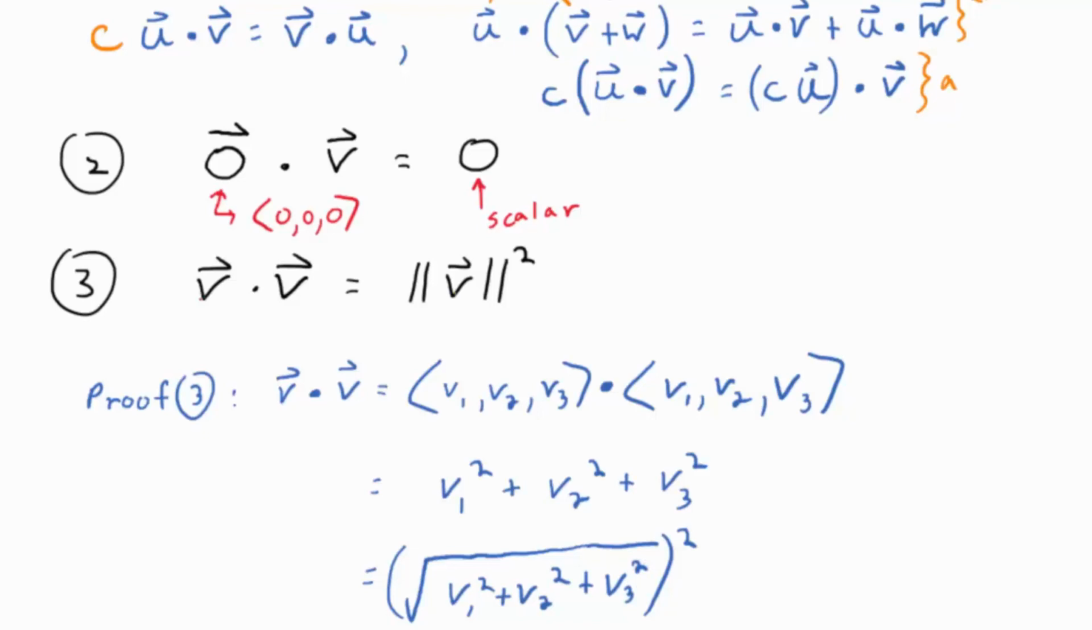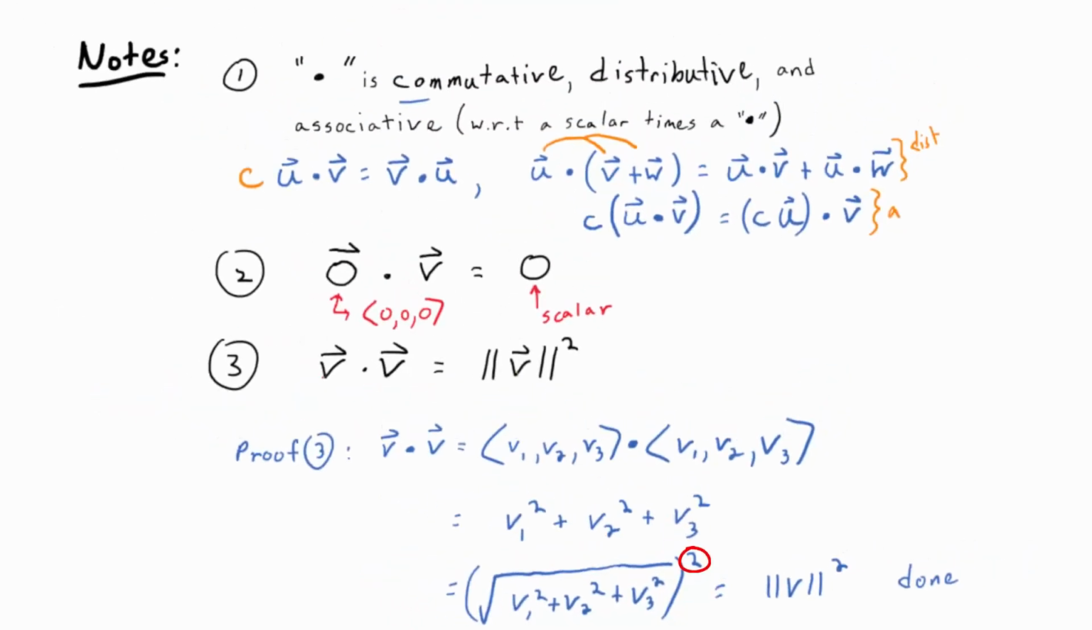Why did I write it that way? Just to irritate you? Probably. What is the square root of V1 squared plus V2 squared plus V3 squared? That's the magnitude of V. And then this exponent stays, right? So that's it. That's what we were trying to prove. Done. And pretty much all the proofs of these various properties are done in a similar way, making use of the component form of generic vectors u and v and w if necessary.